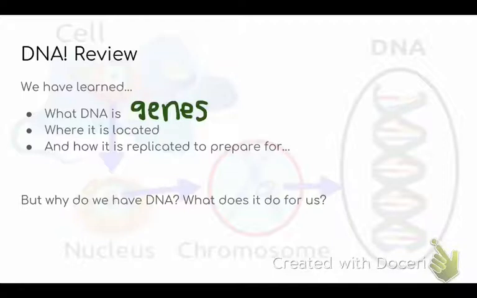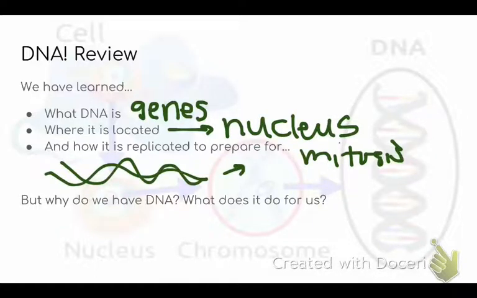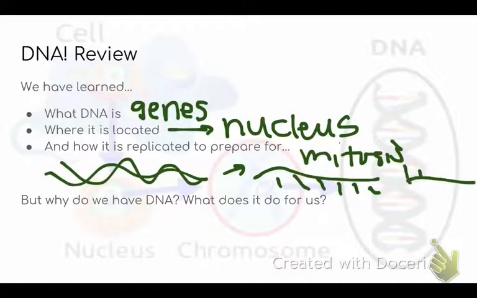All right. We know that in a eukaryotic cell, the DNA is located in which organelle? The nucleus, right? So DNA, at least in eukaryotes, is in the nucleus of our cells. And we learned about how it is replicated in order to prepare for mitosis, right? We talked about replication, the DNA, right? We talked about how it unzips, and then the new bases are base paired on to either side in order to make two new strands, okay?